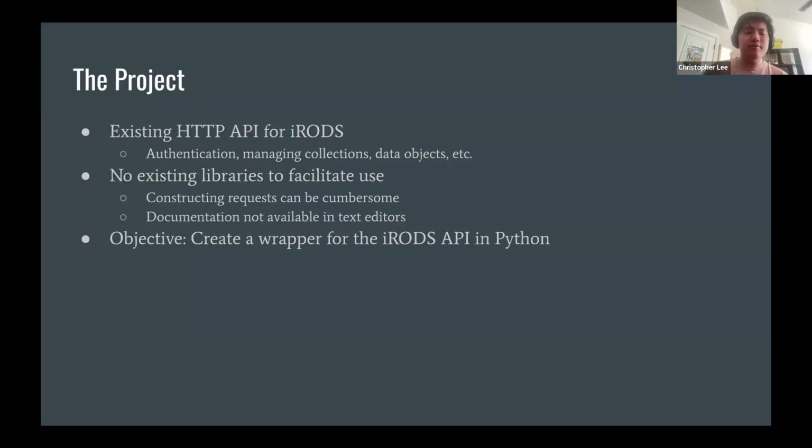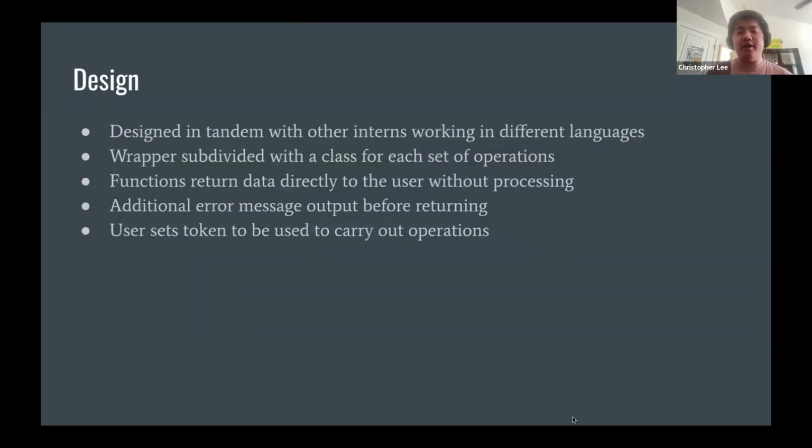So the objective for me this summer was to create a wrapper for this API client in Python. Now, the first step of that was the design process. And there were two other interns who I had the opportunity to work with who were designing wrappers for other languages. And we wanted to coordinate at the beginning to make sure that while our wrappers would be different in their implementations, there would be some common threads through them so that they wouldn't be too divergent and they would be easier to use if you used one before.